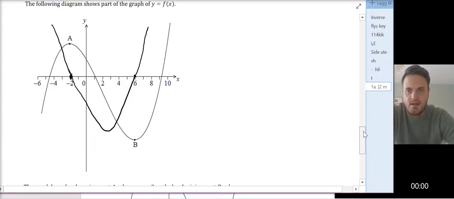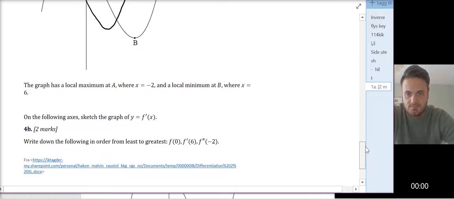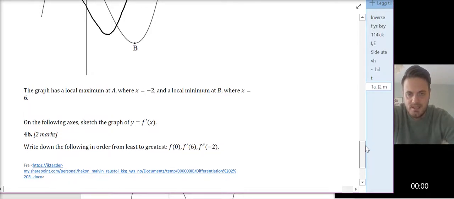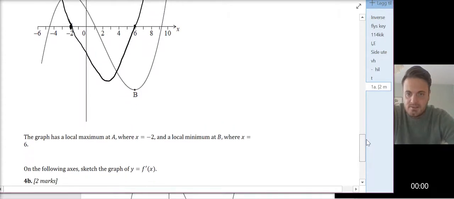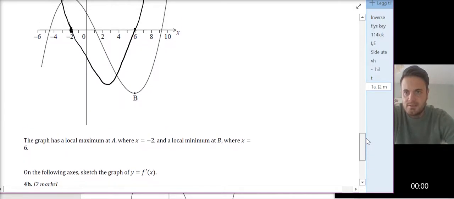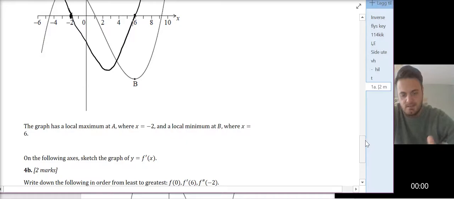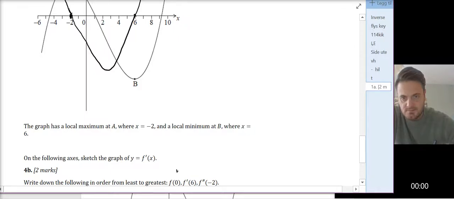But that's fine. And exercise B, write down the following in order from least to greatest. We have f of 0, f derivative of 6, and f second derivative of minus 2. This shouldn't be too difficult. I think f of 0 is when x is 0, you see that the function is positive. So I know that this is positive, like this.